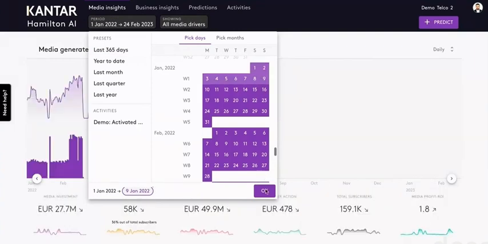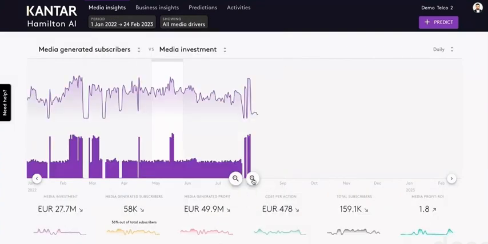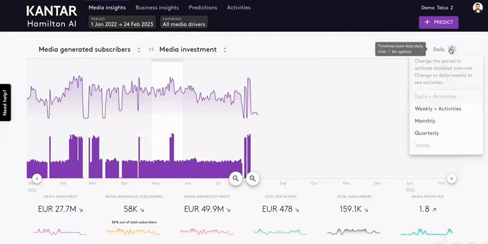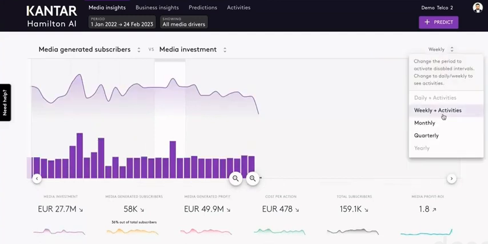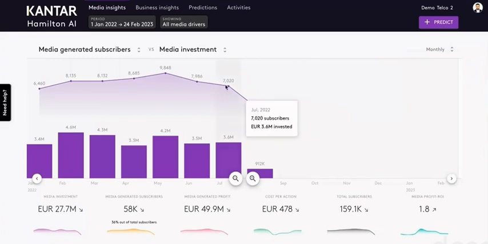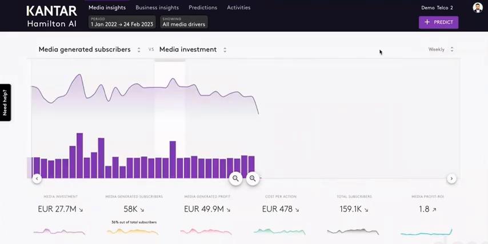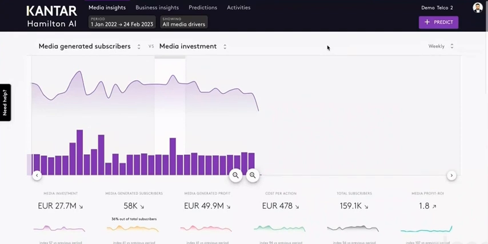This is something you can do up here, or you could even zoom in and out or move back and forth with the navigation buttons here. The curve above is the performance, and the spikes below are the investments on any given day. And we are able to look at this on a daily level. We're able to zoom in and out in terms of the resolution and move it to weekly or even monthly to get the details.